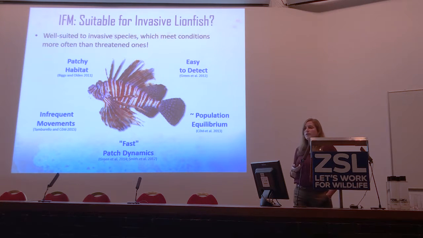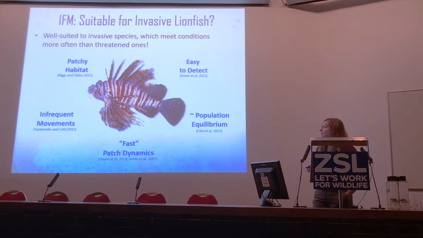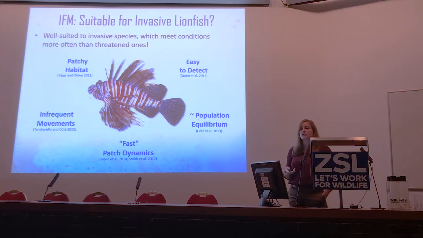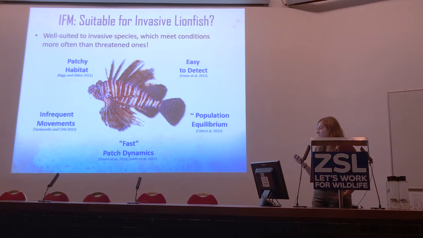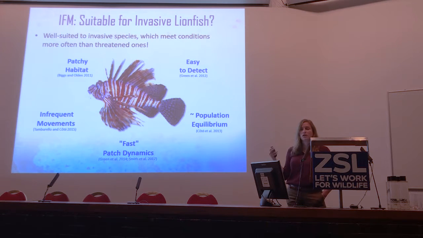So now that we've looked at the model, the question is whether lionfish are a suitable model organism to use this model in, whether they meet the conditions. And it turns out, in fact, they do, and invasive species more often meet the conditions of these types of metapopulation models than the threatened species that they were originally developed for. Some of these conditions include, as we've seen, living in patchy habitats. So 30% of lionfish populations are expected to exist in these kinds of patchy habitats.